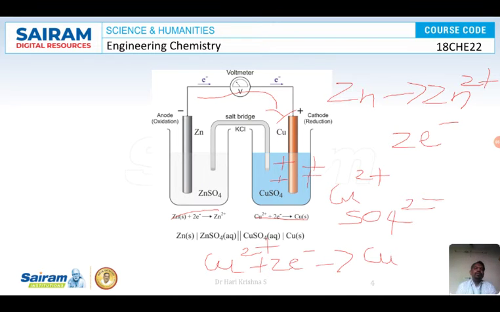So any one of these goes, then this reaction will not occur. So when these two reactions, this oxidation and reduction reaction, occur simultaneously, it is called a redox reaction.